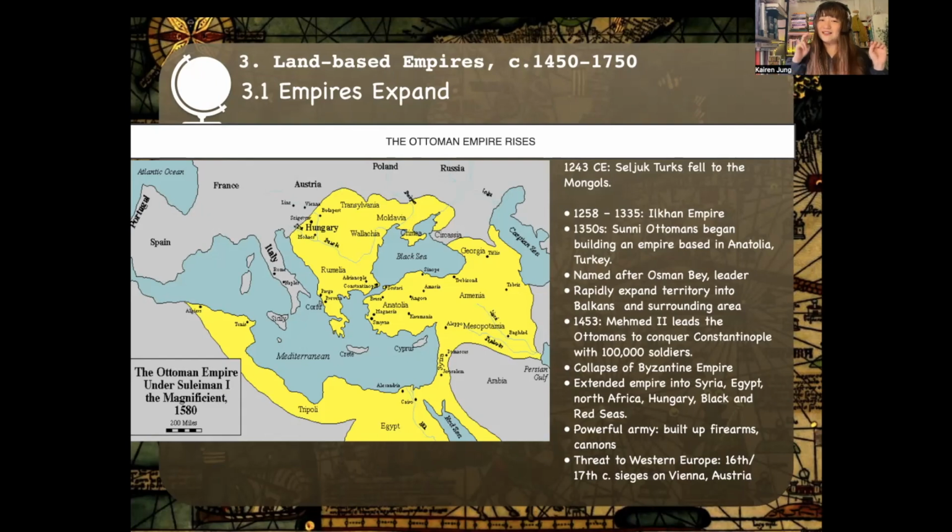Mehmet II led the Ottomans to conquer Constantinople with 100,000 soldiers, and this led to the collapse of the Byzantine Empire. Soon, the Ottomans extended their empire into Syria, Egypt, North Africa, Hungary, and the Black and Red Seas. They had a powerful army that built up firearms and cannons. They were a threat to Western Europe. In the 16th and 17th century, they laid sieges on Vienna and Austria.